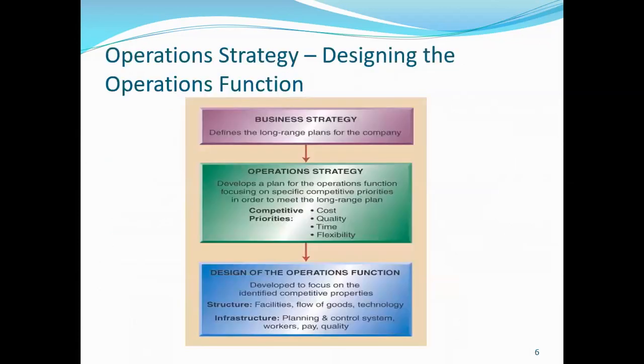So operations strategy is something that we design in the operations function. Usually when we talk about operations strategy, there are 4 competitive priorities we will focus on. One is cost, wanting to produce at low cost. The second one is quality. We want to make sure the quality is good. And then time. Can we deliver in time? Can we develop or produce something fast enough?